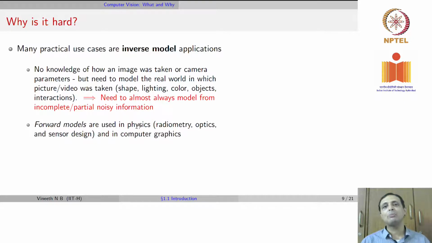Those kinds of applications would be called forward models of vision, while the computer vision that we're going to talk about in this course is the inverse model. And a lot of applications such as object recognition, detection or segmentation are all inverse models.